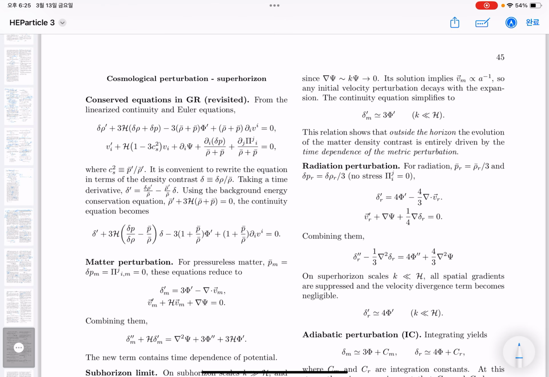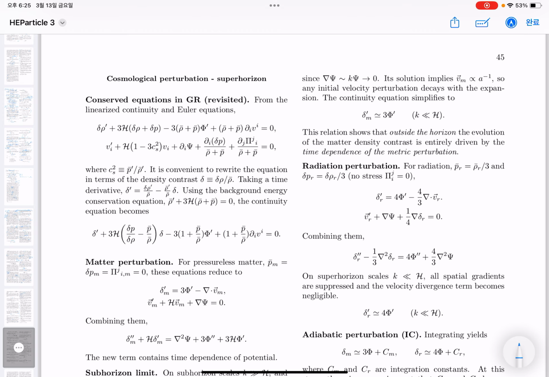The last time, we talked about cosmological perturbation in the regime of general relativity. We derived the conservation equation and the perturbation equation by using the Einstein field equation. So the result is the following.